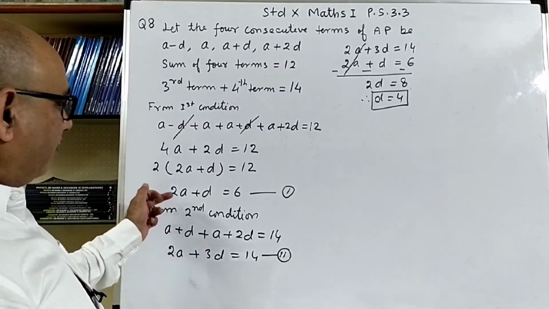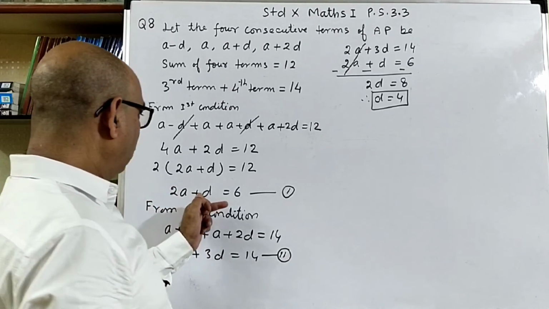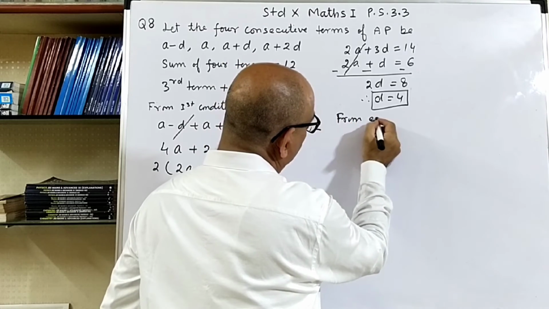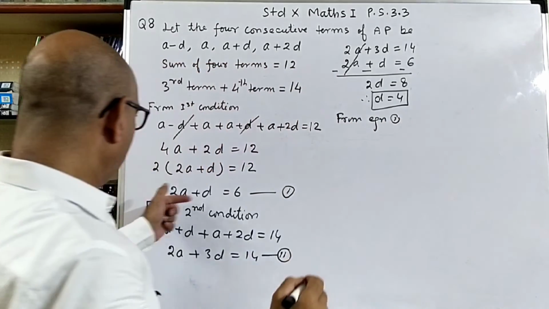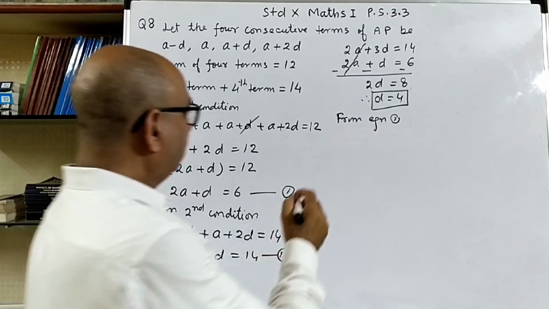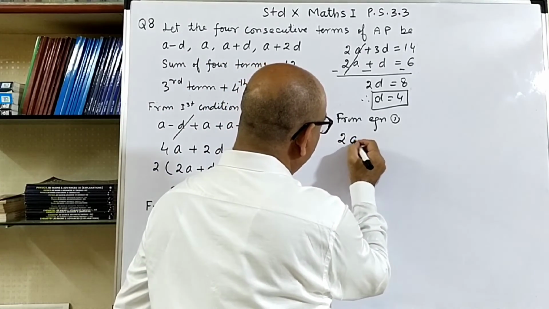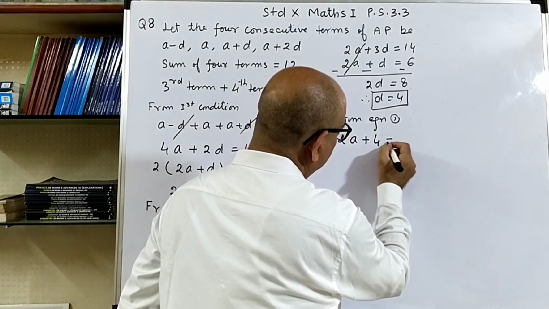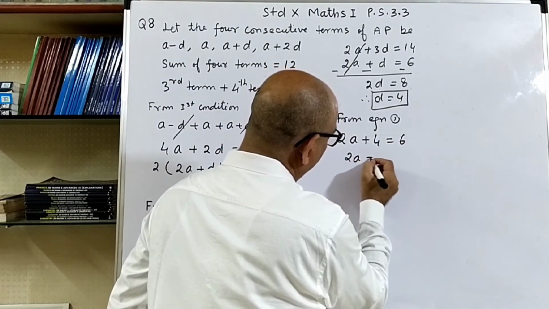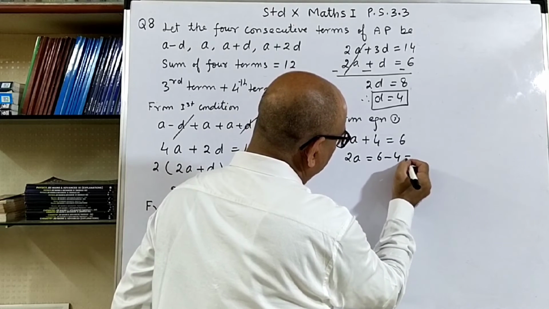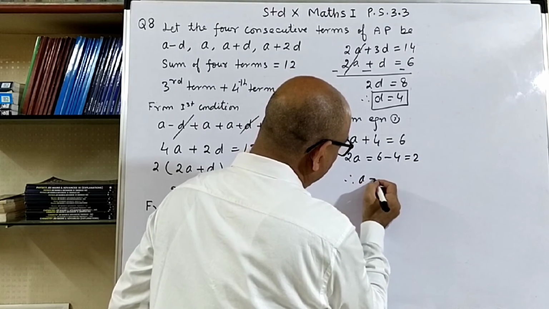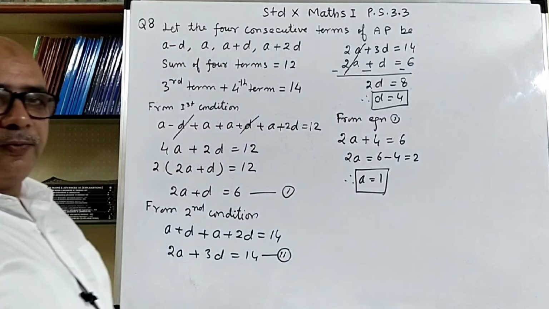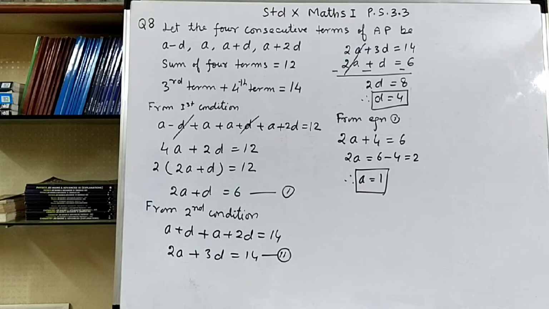We will substitute the value of D in equation 1. From 1, 2A plus D is equal to 6. That means 2A plus D, D is equal to 4, is equal to 6. Or 2A is equal to 6 minus 4 is equal to 2. Therefore, A is equal to 1. Now we got the value of A and D.